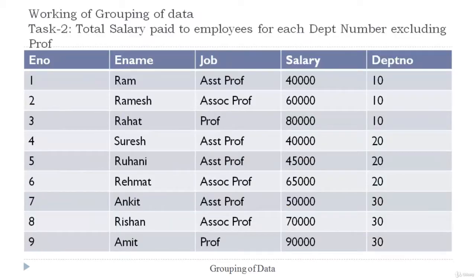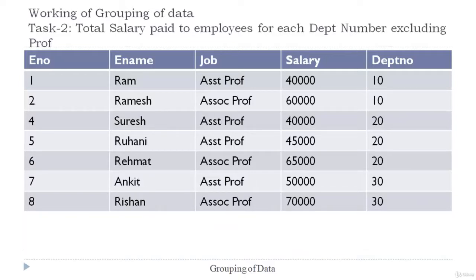To further understand the role of other constructs of select statement in a group by clause, let us consider second task to display total salary paid to employees for each department number excluding job title professor. So in this case, first step will be to exclude the undesirable records before making the group. And in this case, we have to exclude those records where job is equal to professor. Then after excluding these records, group function is applied on department number to find total salary paid to that group.